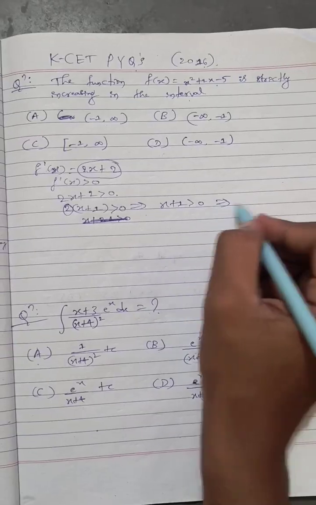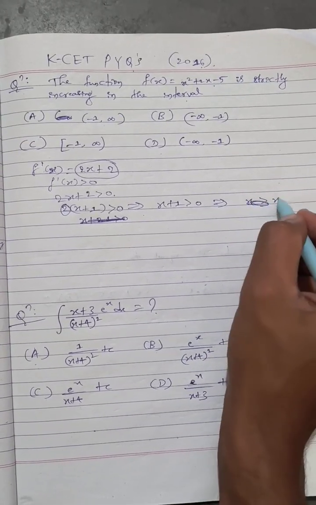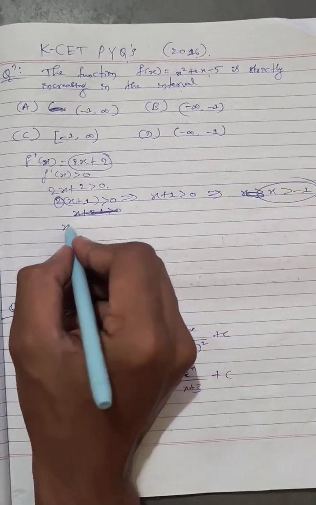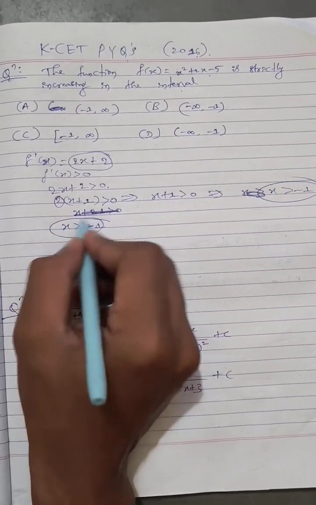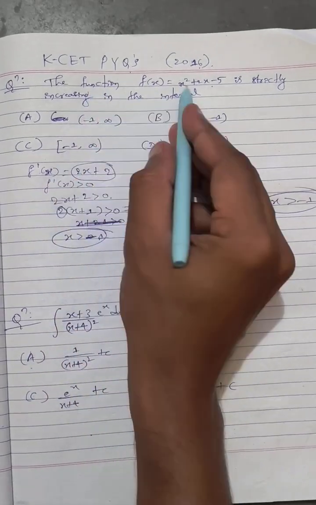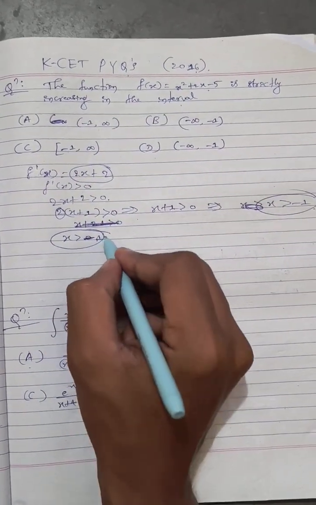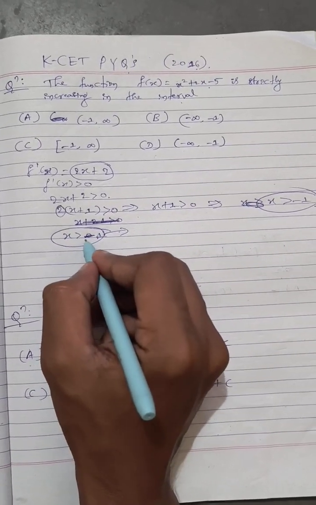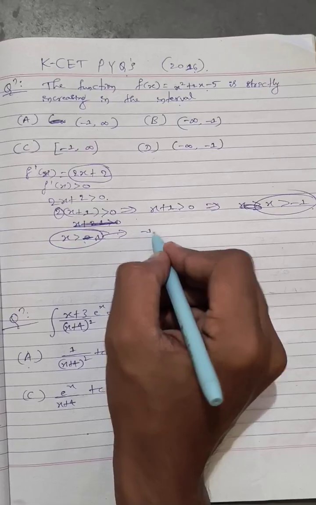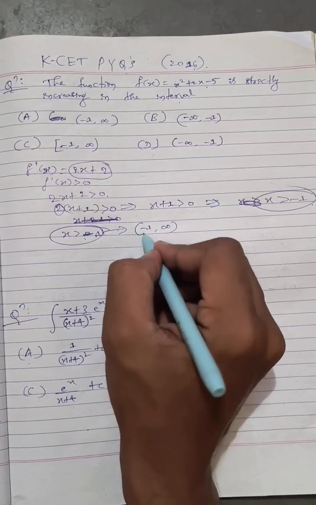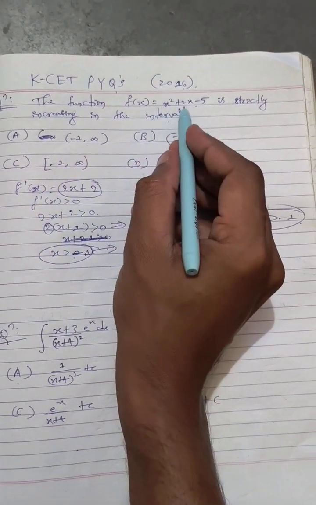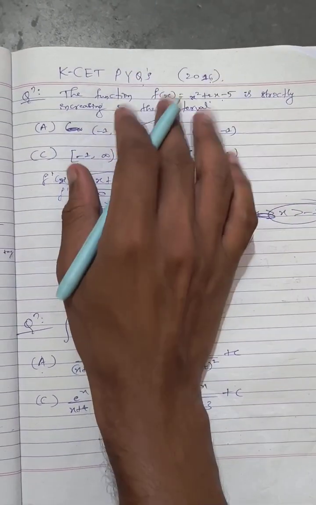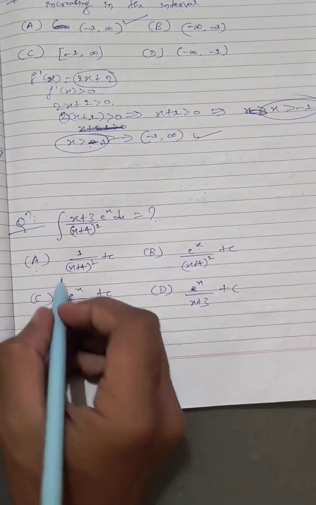Solve this inequation. So how to solve this? Just shift this plus 1 to the RHS, that becomes x greater than minus 1. So for x greater than minus 1, this function is strictly increasing. How to write this in interval form? We have to collect all those real numbers which are strictly greater than minus 1, so that is minus 1 to infinity. So this is the interval in which this function is strictly increasing. So option A is the correct answer. Is it clear, student?